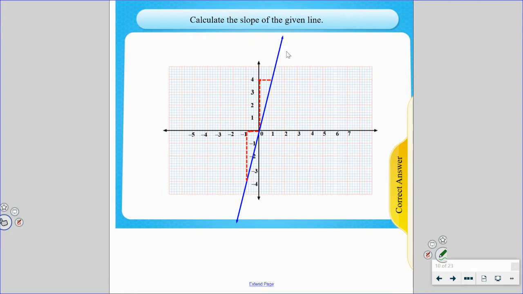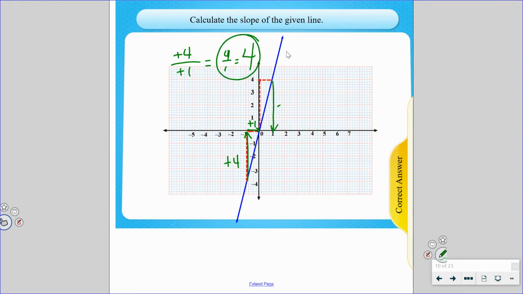In this case, I'm not a big fan of these arrows. And if you ask me, they should always do the rise first. And so this appears to go up 4, and it goes to the right 1. 4 to 1. You may leave it as 4 to 1. You can divide it into an integer. I would take that.